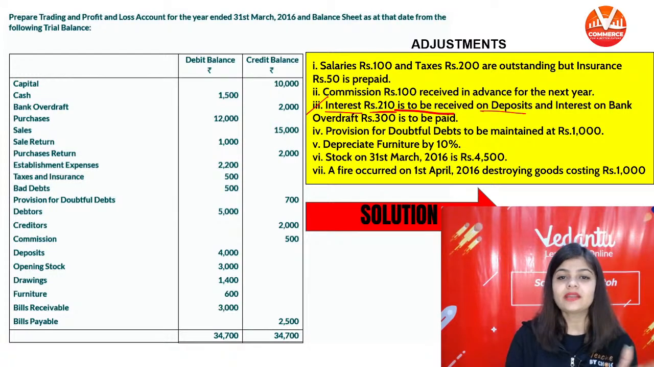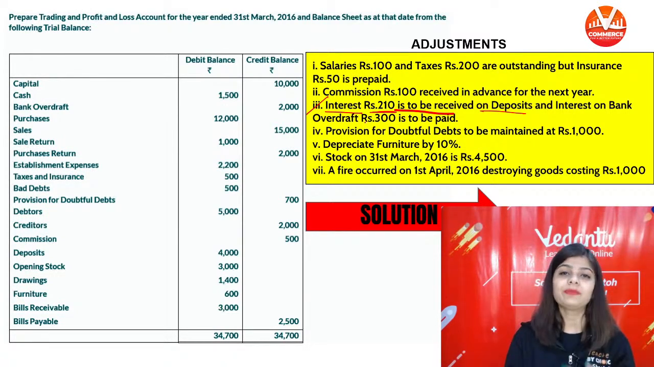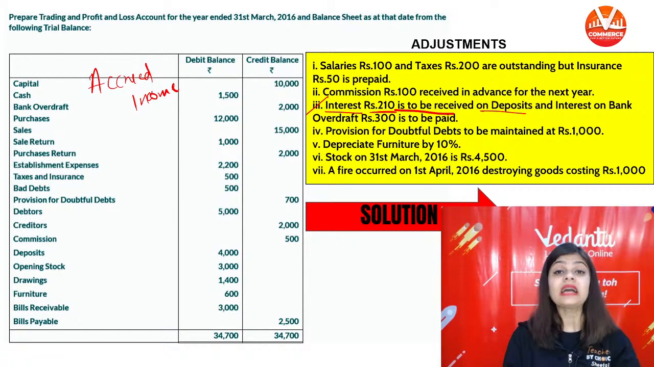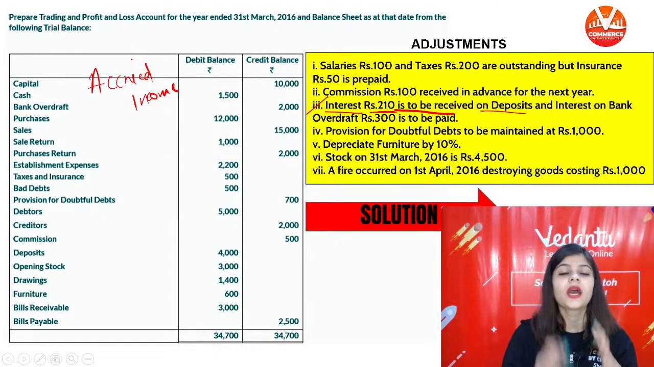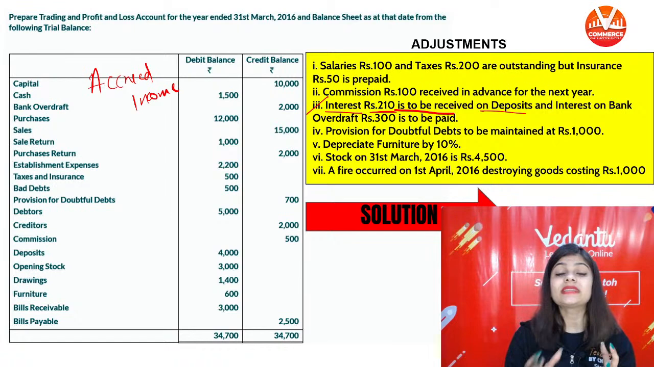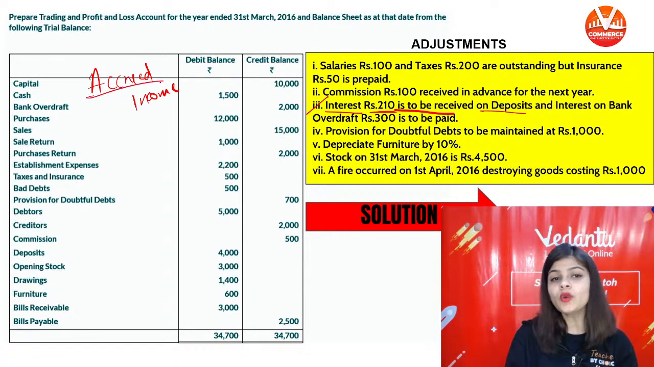So interest of rupees 210 is to be received on deposit. This is accrued income. Income earned but not received. इंटरेस्ट आपको 210 का मिलना है डिपॉजिट्स पे. सो दिस इज द इनकम दैट इज अर्न, जो हमने कमा तो ली है लेकिन हमें रिसीव नहीं हुई. सो दिस इज एक्रूड इनकम.